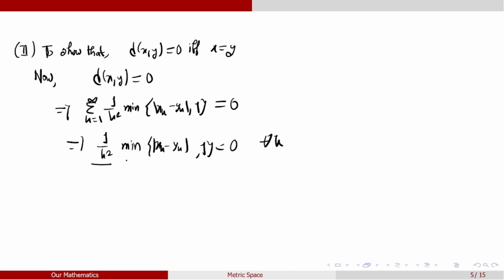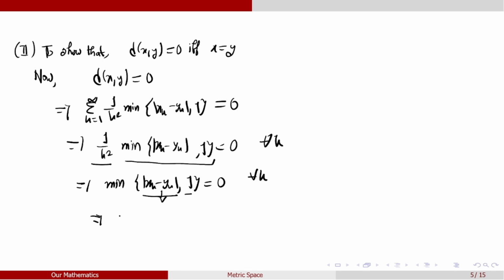Now 1 by k square is strictly greater than 0, and in this minimum term 1 is strictly greater than 0, so this minimum term should be 0 first of all. It should be 0 for all k. Now in this term there are two terms, one of them is non-negative, one is strictly positive, and their minimum is 0. So that means the non-negative term should be the minimum and that should be 0, since 1 can't be 0. So |xk minus yk| is 0 for all k. This implies xk equal to yk for all k. This implies x is equal to y.